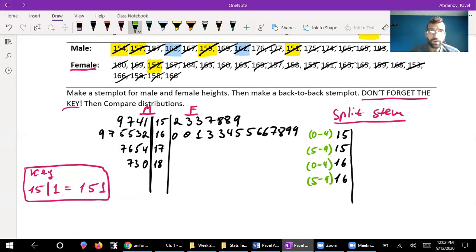By the way, the stuff in green, you don't need to write this in the split stem. I'm just doing it for you. You don't need to clarify that necessarily.